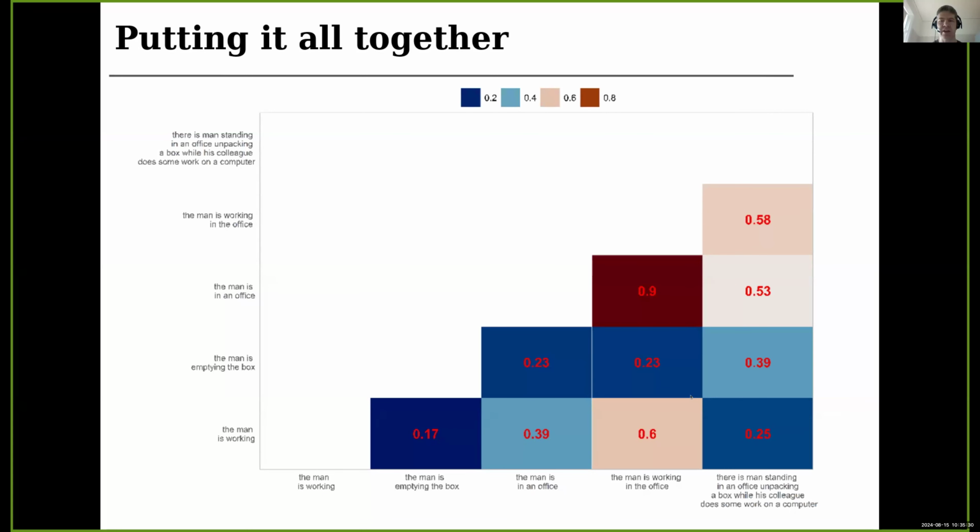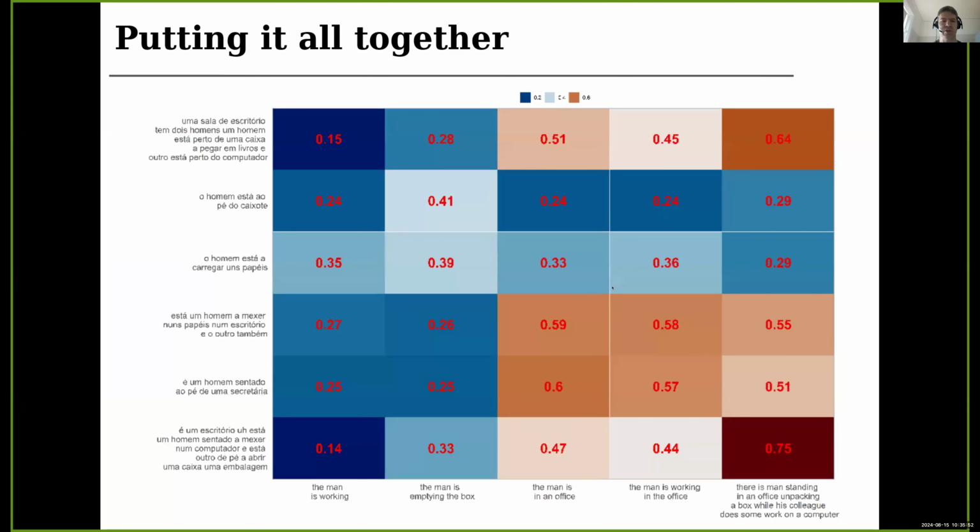Okay, here's a slightly more elaborate example. So this is again a heat map of the similarity of different sentences. So for example, the man is working in the office, the man is in the office, high similarity 0.9, whereas something like the man is standing in the office unpacking a box while his colleague is, and so on, has lower similarity compared to man is in the office. And that's similar to what we've done before, but what's new is that we can do this across different languages, right? So here on the x-axis, we have the Portuguese sentences. On the y-axis, we have the English sentences.